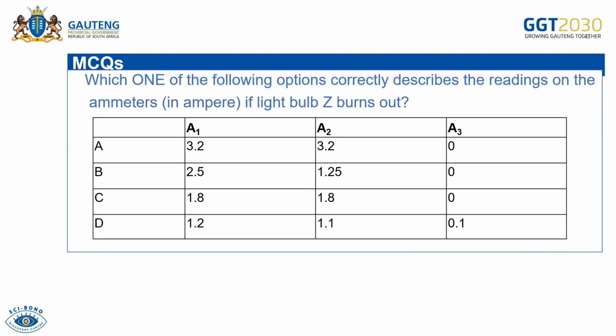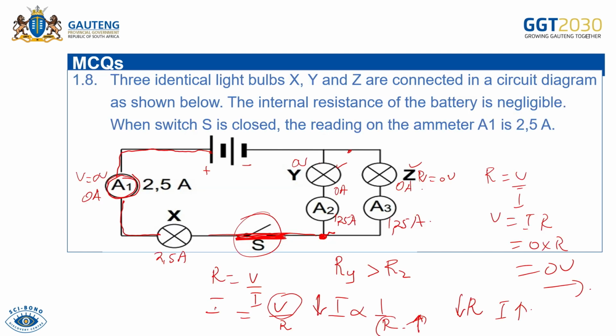Okay. Right. Then now let's look at the question. Which one of the options correctly describes the reading on the ammeters in amperes if light bulb Z burns out? Let's check where is Z. So this burns out. So if Z burns out, the current will still flow. The current will still flow through Y, even through X.